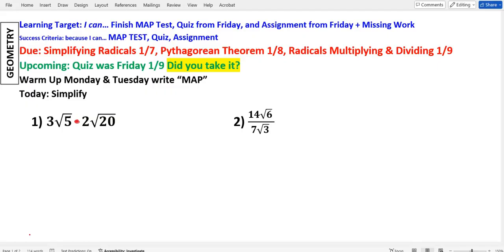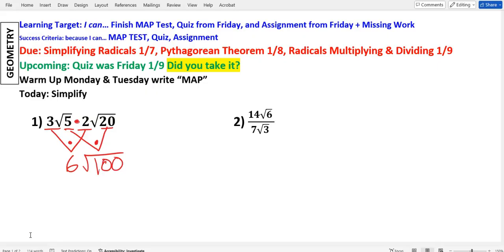Let me tell you. Do you see how the 3 is on the outside and the 2 is on the outside? You do outside times the outside. 3 times 2 is 6. Does that make sense? The outside number coefficients multiply. And then what about the insides? Same thing. Inside multiplies with the inside. 5 times 20 is 100.